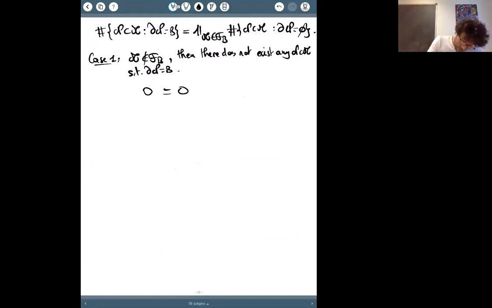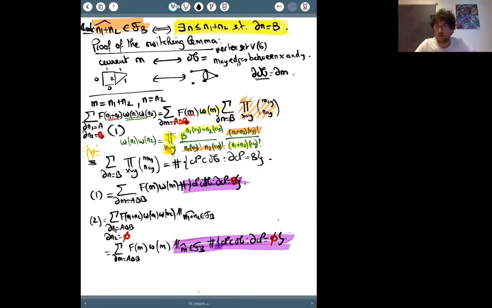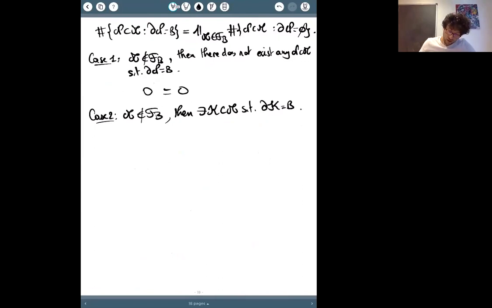Okay? Now case two is where the small mathematical delicatesse comes in, which is: assume that M belongs to F_B. Then there exists at least one, I'm going to call it K. There exists K included in M such that K is equal to B. Again, this is by definition if you take Trish's yellow event, or by the equivalence if you take the orange definition. Okay? So there is K.